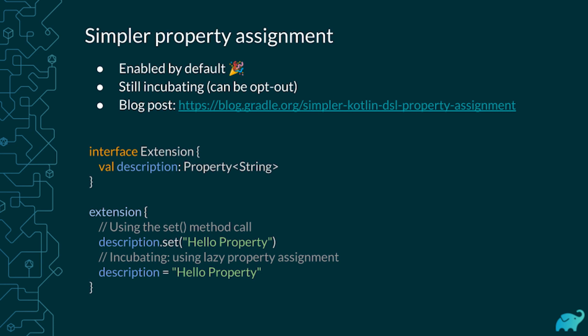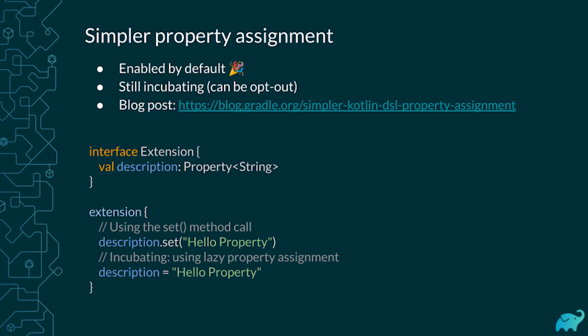Go ahead, Anja. So simpler property assignment is enabled by default in 8.2. If you're not familiar with what that is, you can see the example below. Basically, if you have a property on your extension or a task of type Property, then before that feature, you had to use this .set method, so description.set(some value), right? But now you can just use regular assignment that comes more naturally to a lot of users.